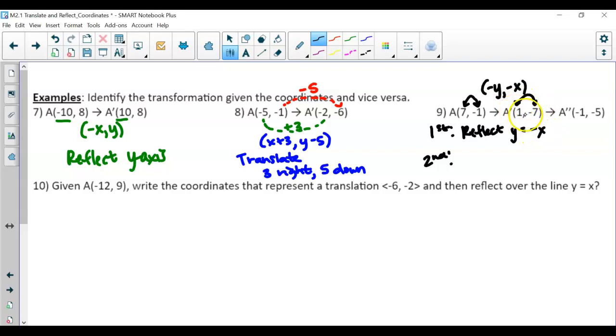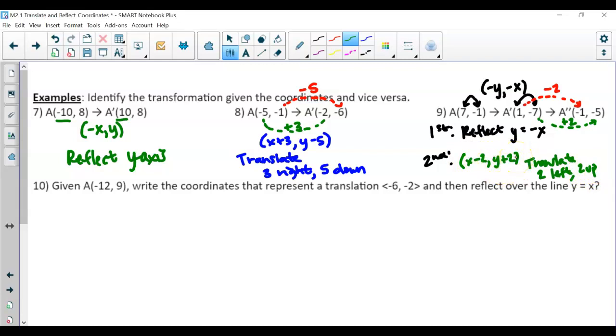Then from here, notice, yeah, okay, we changed the sign, but we went from -7 to -5. So that is a sign of a translation. So to go from 1 to -1, we subtract 2. So then to go from -7 to -5, what do we do? We add 2. So this rule is x minus 2, y plus 2. So what did we ultimately do? We translated 2 left and 2 up, because this is our left and right, and here is our up and down.